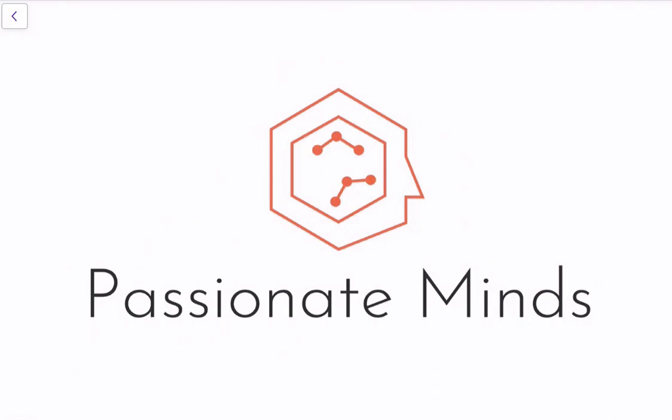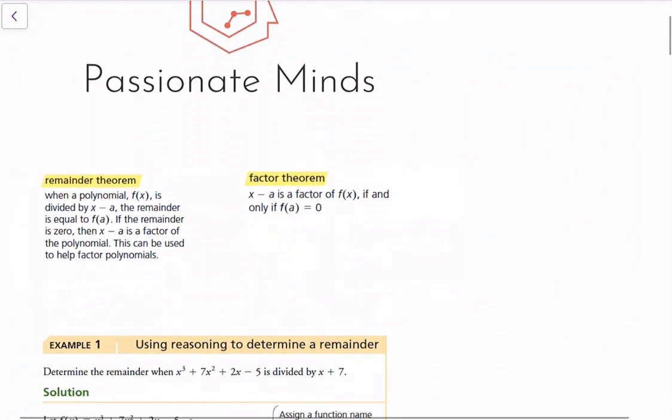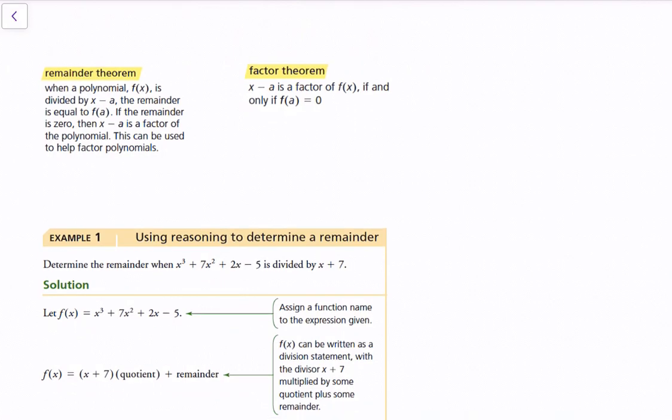Grade 12 Functions, Section 3.6, Factoring Polynomials. So first of all, let's look at the remainder theorem and the factor theorem.